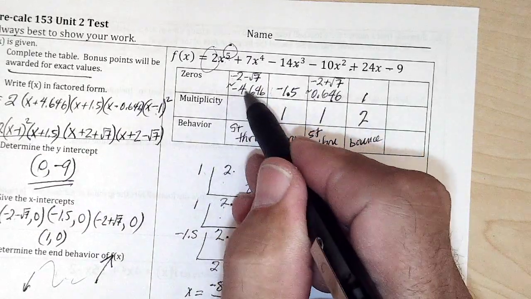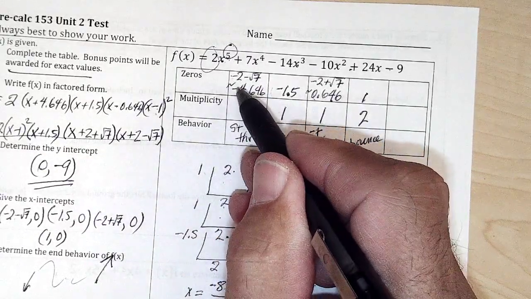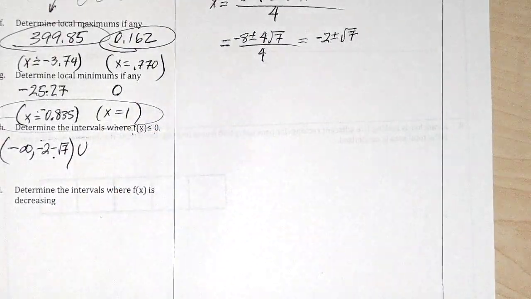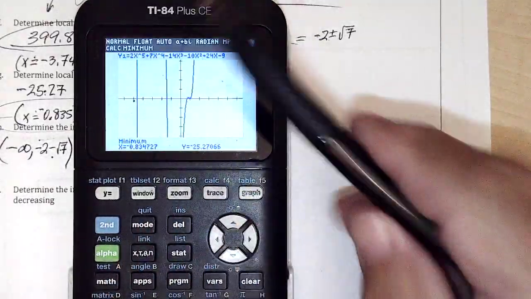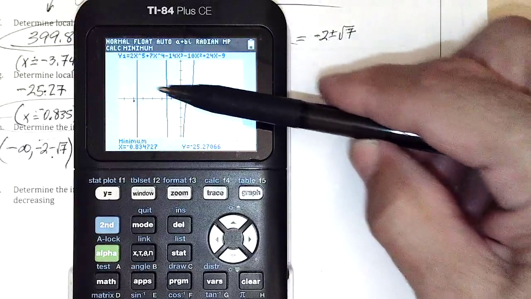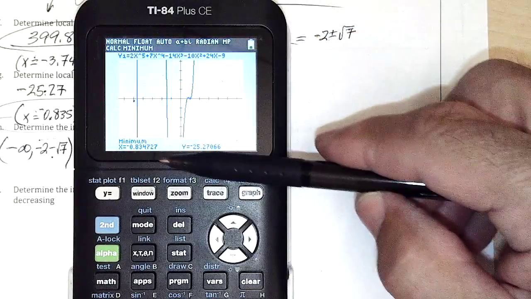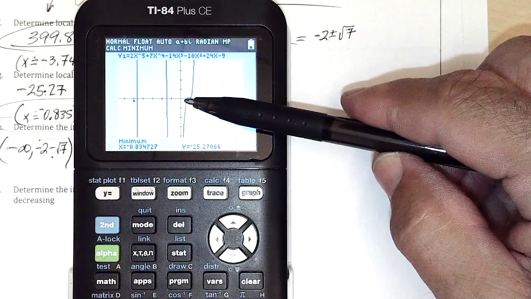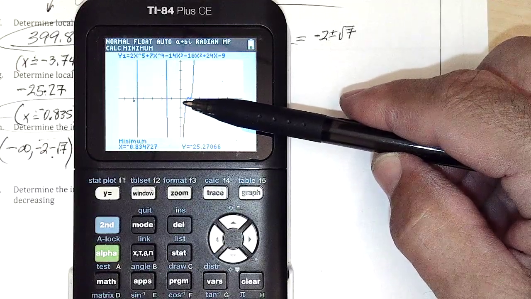Which you could also just use the negative 4.646. Could use that in there. Union. So this part was negative. This part was above the x-axis, it's positive, and then it goes negative from there, negative 1.5, to 0.646.